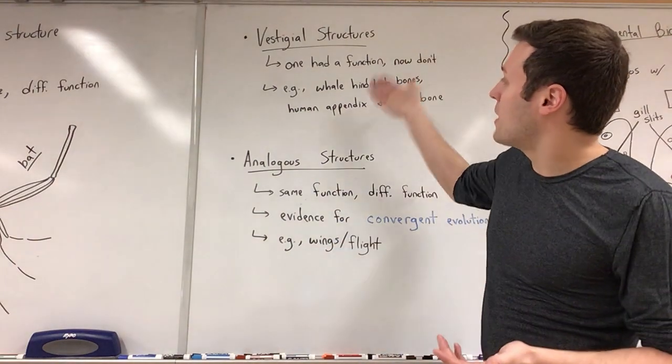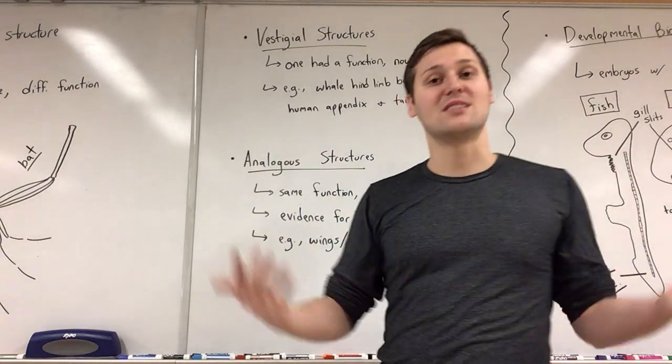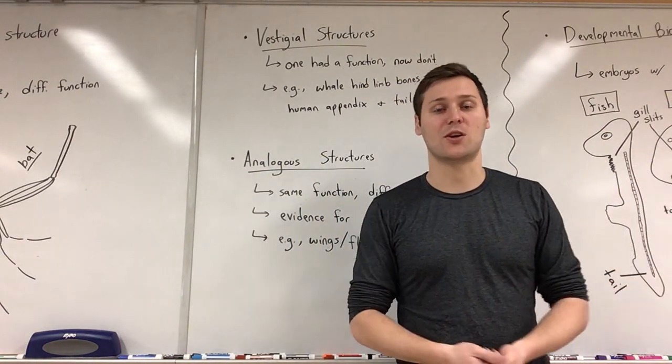So the fact that whales have hind limb bones, vestigial structures that they don't need but still have, serves as evidence for evolution. And there are plenty of vestigial structures to talk about.